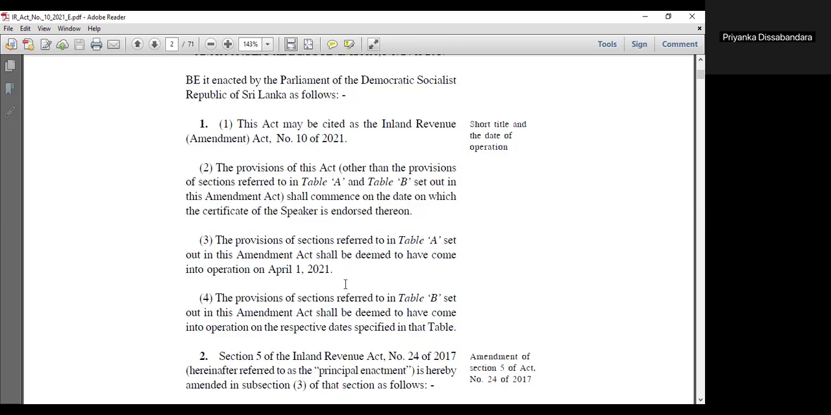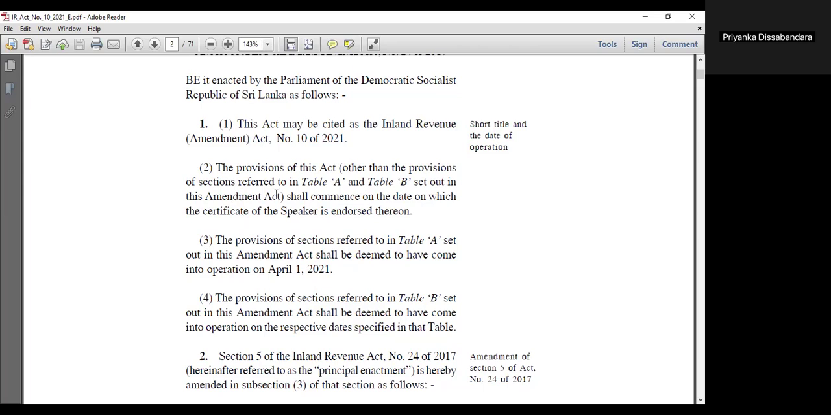Back date means with effect from April 1st 2018. Some sections are effective from some specific date. Some sections are effective from the date on which the Speaker certified the Amendment Act. So there are 3 types of effective dates. Because of that, we have given 3 tables.